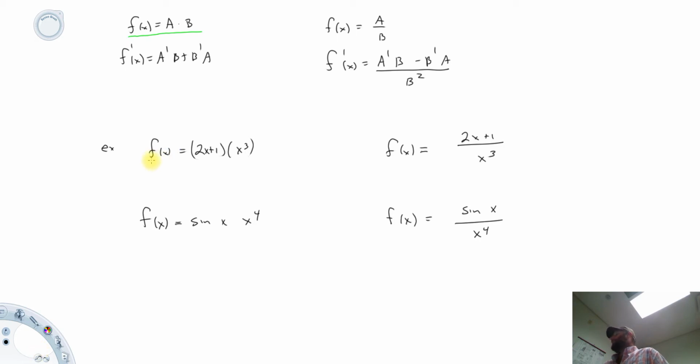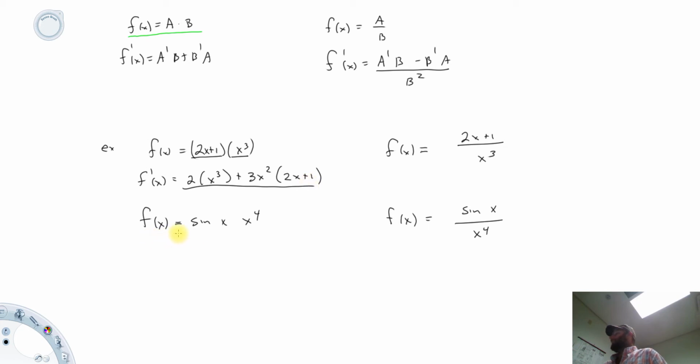So here's an example, f of x equals 2x plus 1 times x to the third. So when we differentiate this, applying the product rule, you take the derivative of the first function, which is 2, times the second, plus the derivative of the second function, which is 3x squared, times the first, 2x plus 1. Now, this can be multiplied and added and simplified, but that's done. This is differentiated right here, and I'm just going to leave it at that.